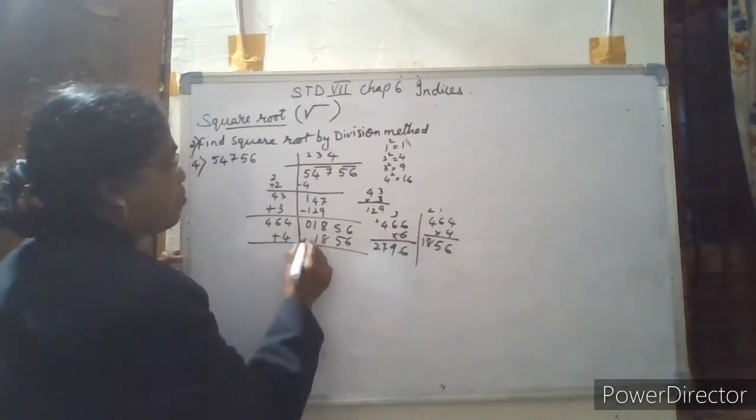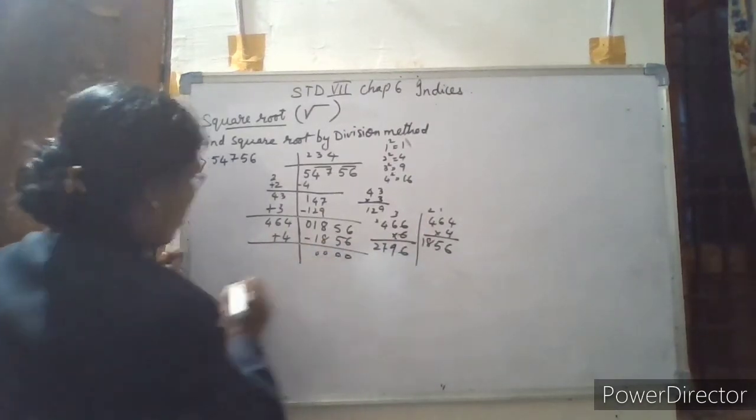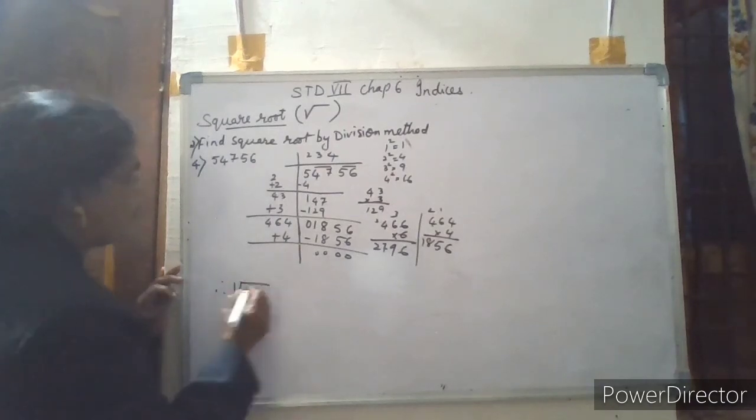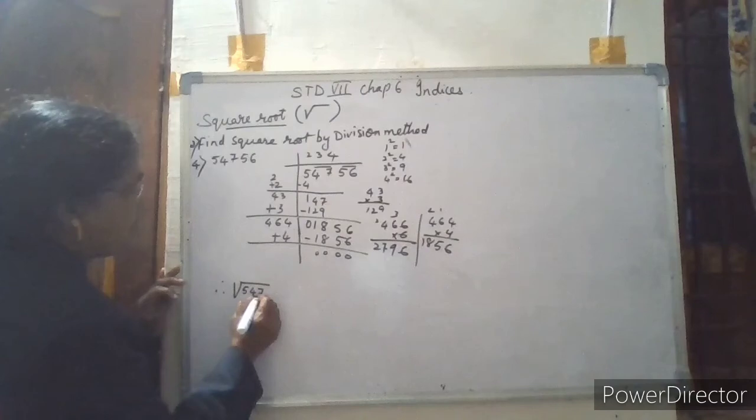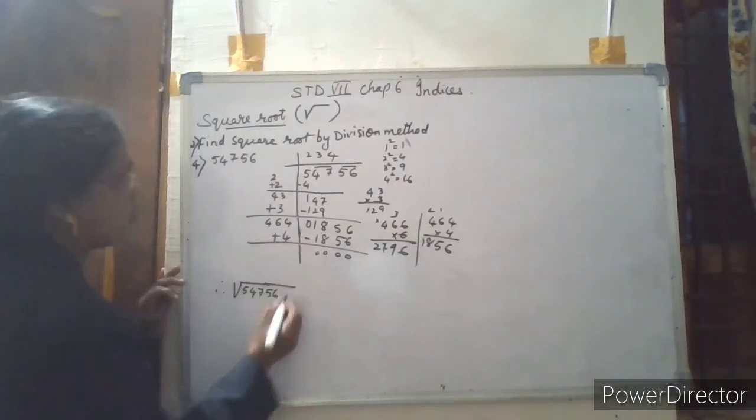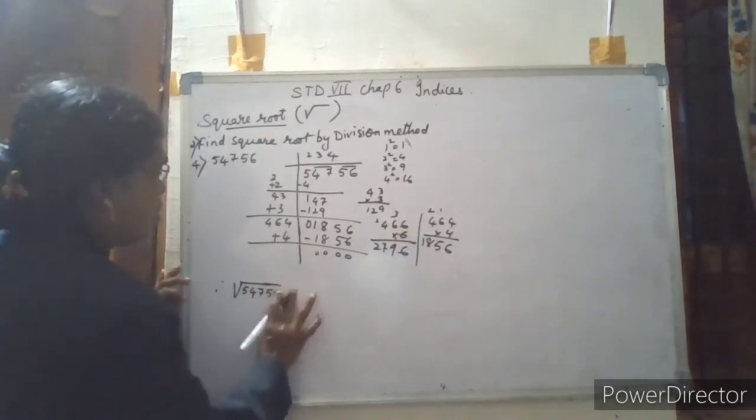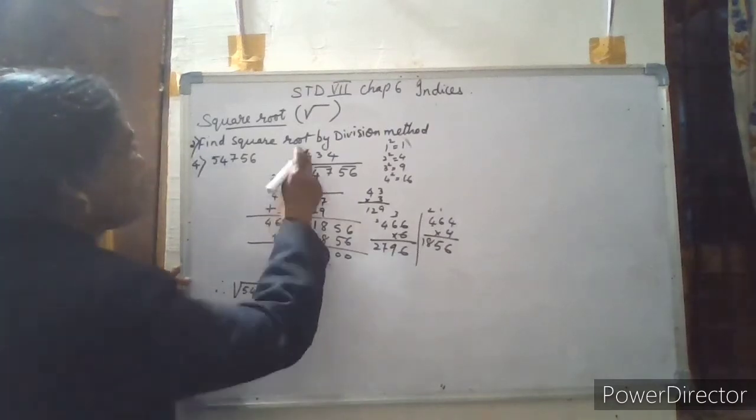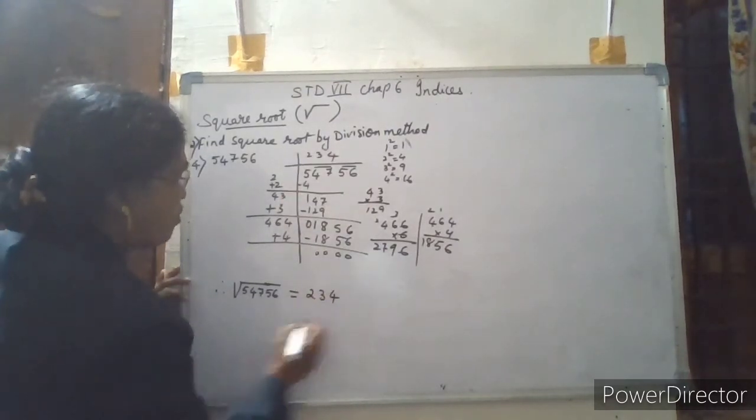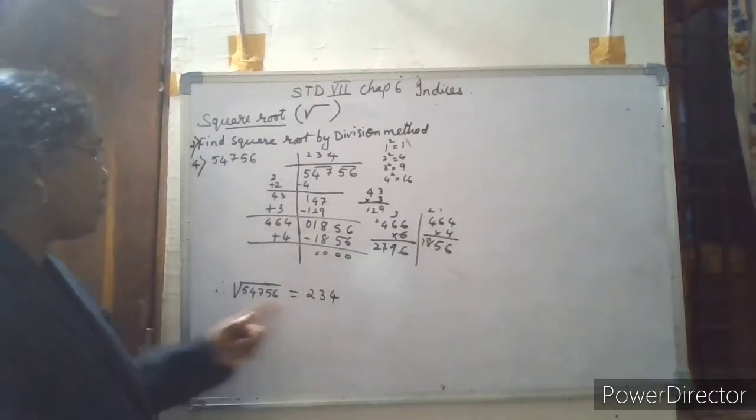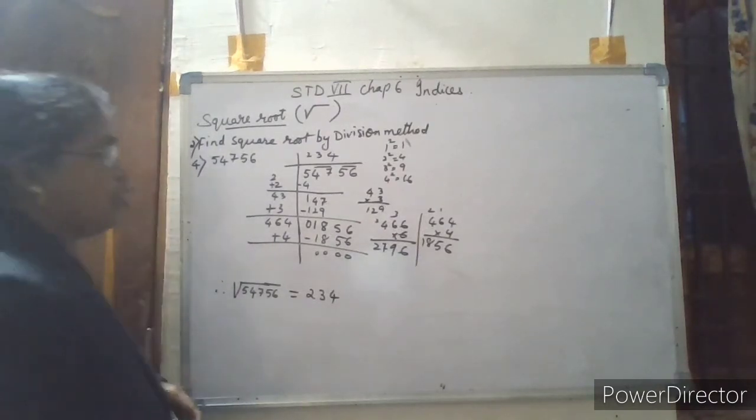Therefore the square root of 54,756 is equal to this top number, that is 234. That means 234 square is equal to this number. So this is over with one example of a big number.